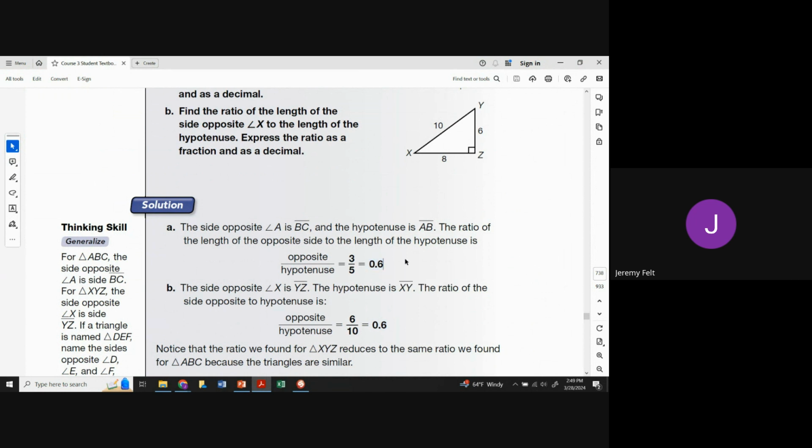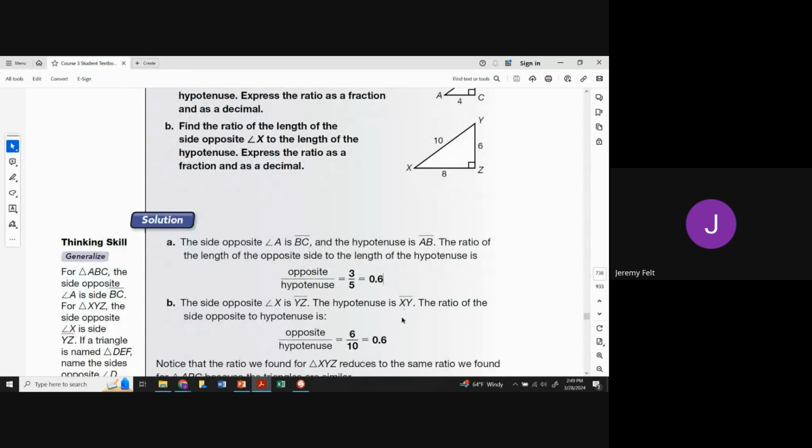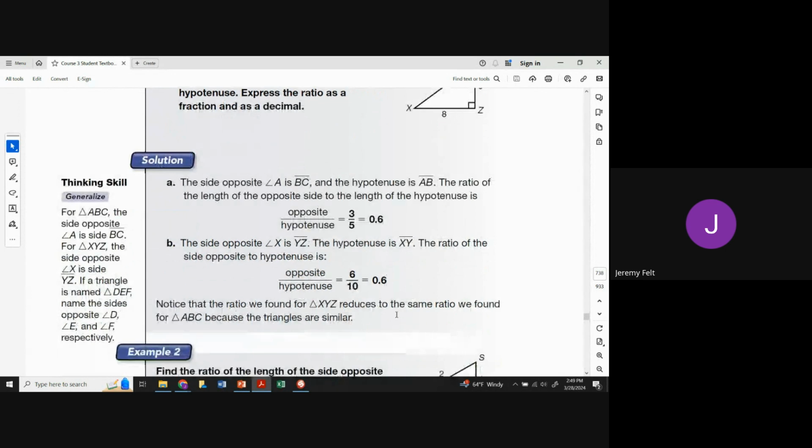So we can see that the relationship held true because this angle measurement and this one will be the same, because these are similar right triangles. So the relationship is going to be similar as well.